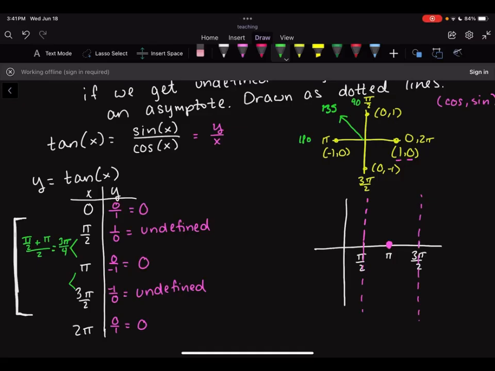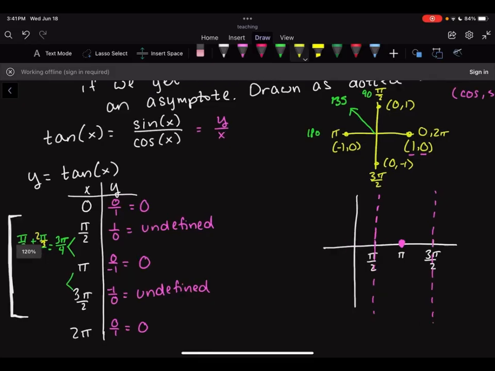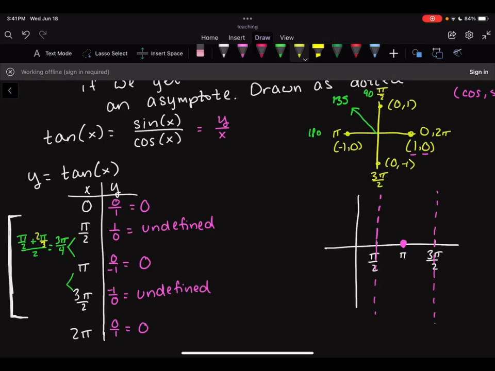You can also just show the work of actually adding those angles and dividing by 2. Now if I look between pi and 3 pi over 2, I would have pi plus 3 pi over 2, over 2. This can be written as 2 pi over 2. So this would give me 5 pi over 2 divided by 2, which is 5 pi over 4.